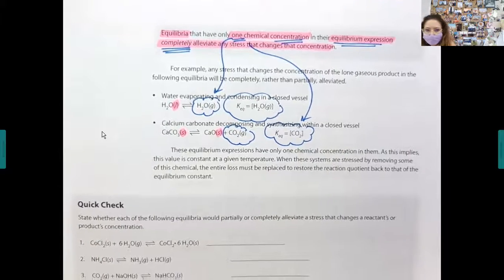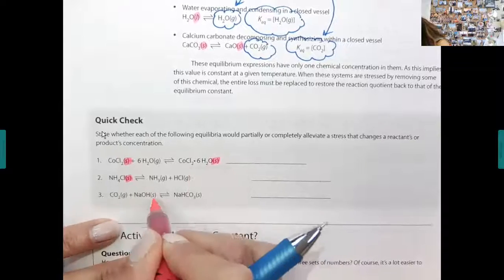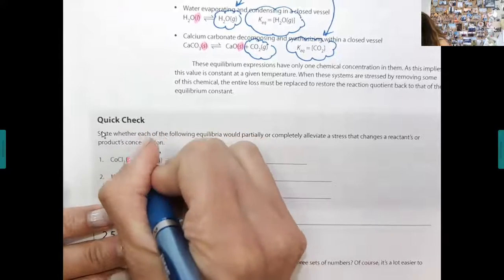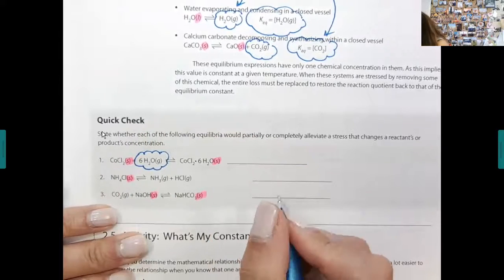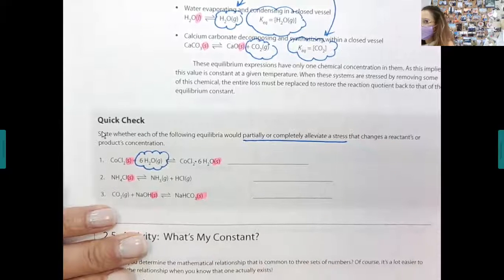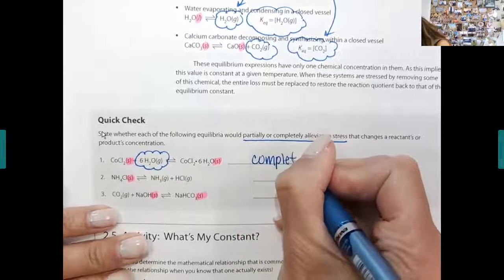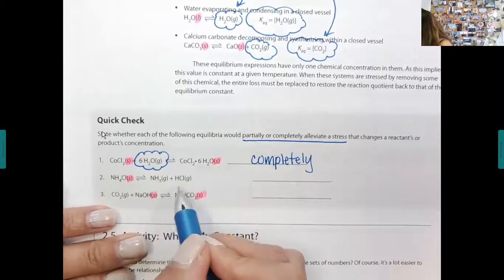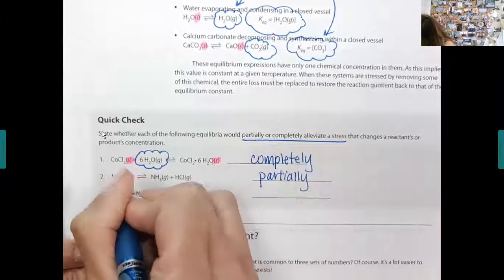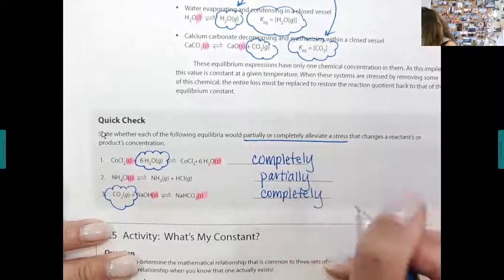So if you take a look down here at the quick check, you will notice that there is one substance in number one. So would we partially or completely alleviate a stress that changes the concentration of reactants and products? Completely. Number two has two, so this would be a partial. Number three has one, so this would be a complete.